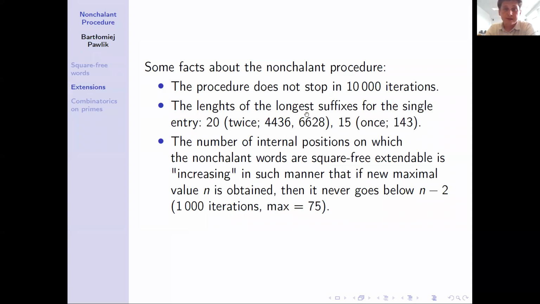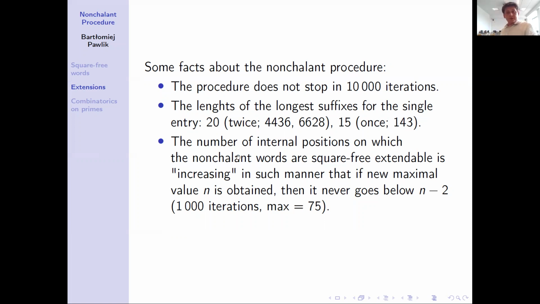We checked that it does not stop in 10,000 iterations. And the deepest entry in these 10,000 iterations is 20, and it was obtained twice. So the procedure had to go 20 positions into the word from the right side to put a new symbol. Once there is an entry of length 15, and so we can state that it doesn't go so deep even for large words.